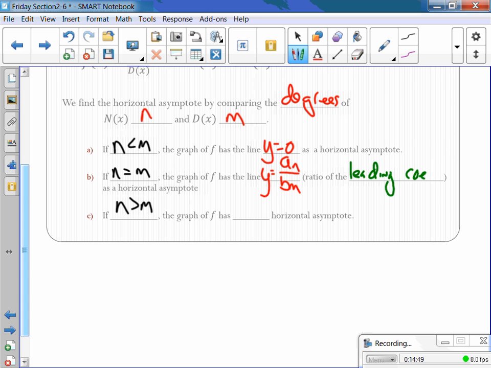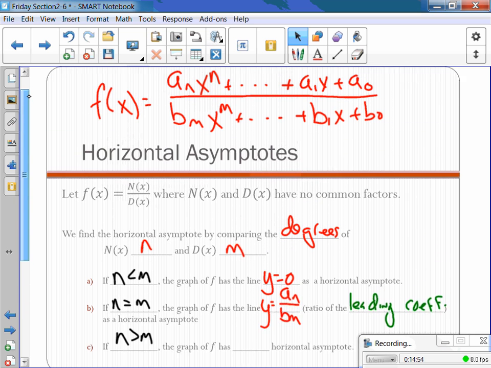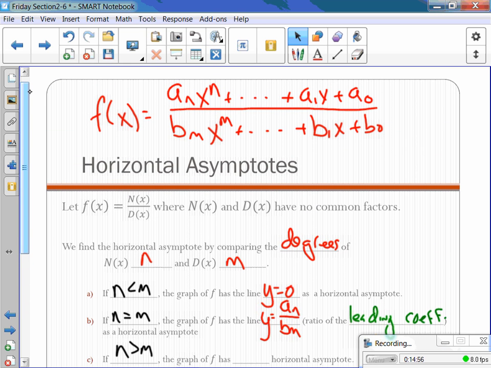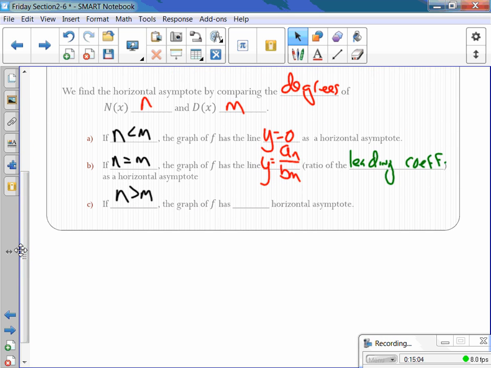Like we have written up here, if my n and m are equal, I'm just taking a_n over b_m. And if n is greater than m, no horizontal asymptotes. I know that's a disappointing one for you guys when that happens, but sometimes there won't be any horizontal asymptotes. So, here we're going to find all the asymptotes.